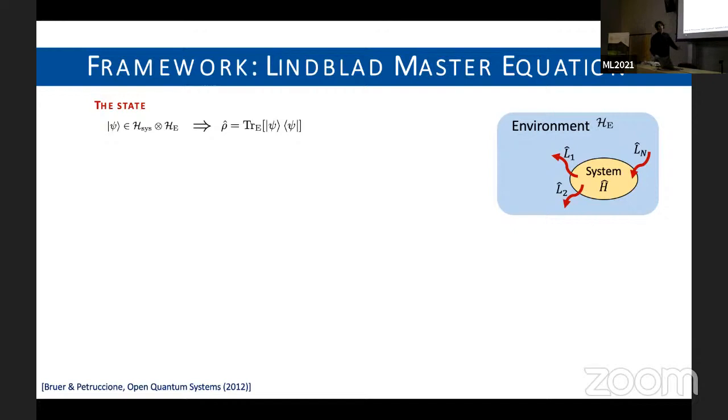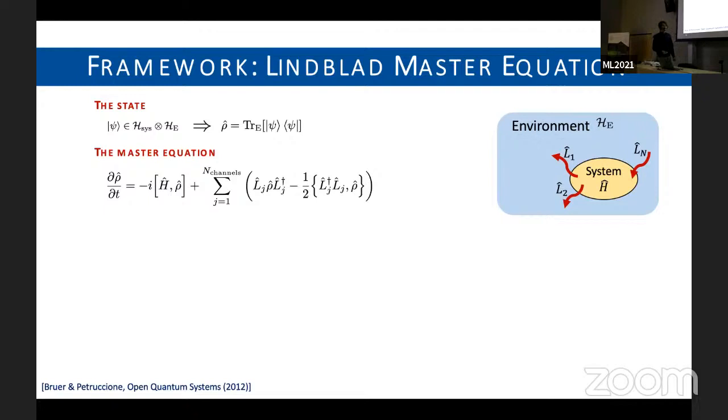The reason for that is, if you have your system and the environment, and if you knew exactly the configuration of the environment, then that's fine, that's a pure state. But you don't know the configuration of the environment. So you trace over, you sum over all possible configurations of it, and you get the density matrix. That's a collection of pure states with some probability. So again, I'm just going to flash this. That's the master equation. This is a bit like the Schrödinger equation, but for density matrices in open systems.